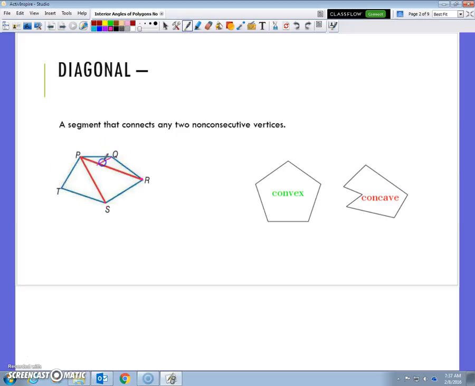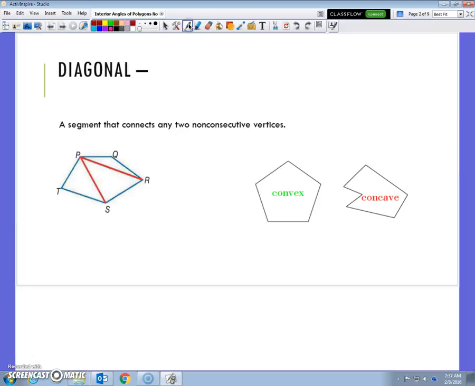There's also a diagonal from Q to T and Q to S and from R to T. Okay, so now I have all the diagonals drawn, and they just go from one vertex to another, not including the consecutive connection. All right, so there's diagonals.